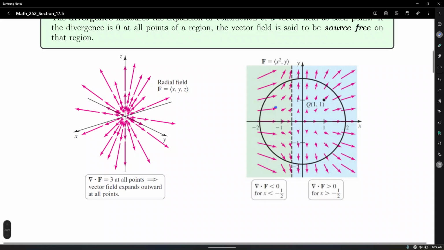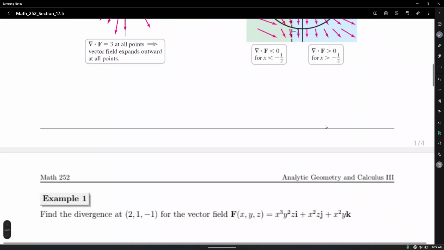So at some point we may have, like in this case, for all values of x, a compression for all values greater than negative a half. We're going to have expansion, all right? See the direction of the vectors. Okay, let's have a look at one example to compute the divergence.